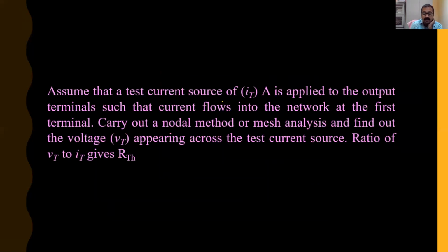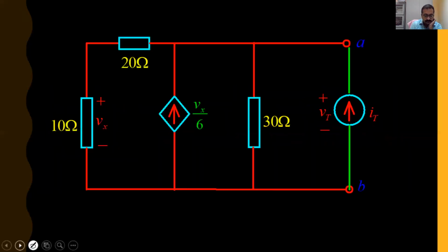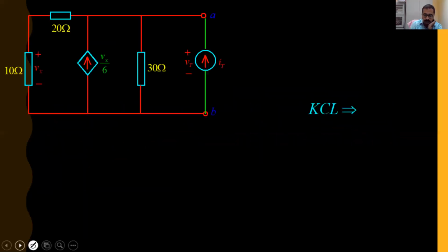Assume that a test current source of IT ampere is applied to the output terminals. Then carry out the nodal method and find out the voltage appearing across the test current source. The ratio of VT to IT is RTH. So we are connecting a current source of value IT. Now what next? We can apply the mesh, loop or nodal method. We apply KCL here. The nodal method will be easier here.